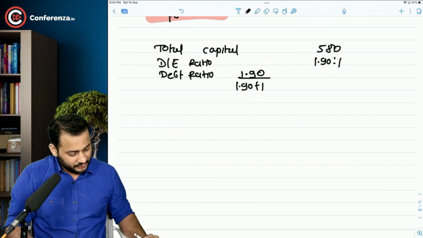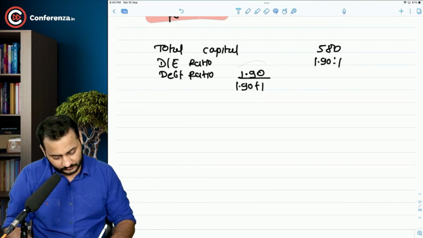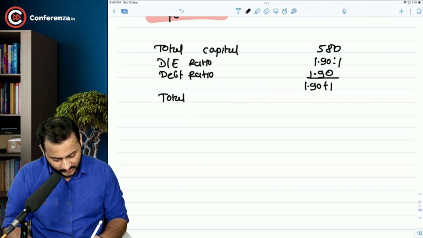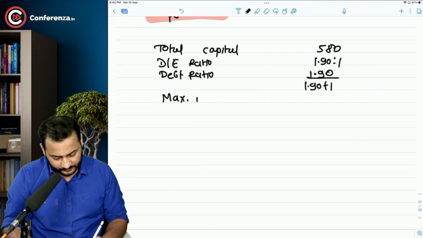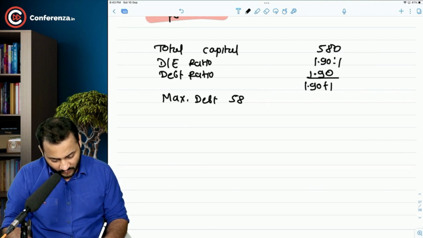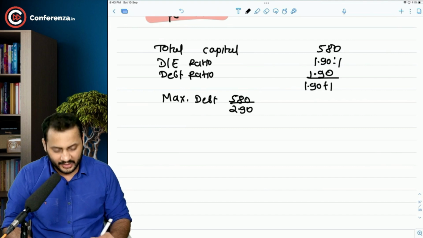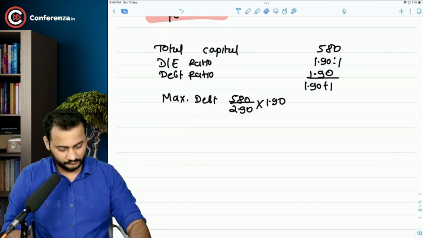So how much can the total debt be? 1.9 divided by 2.9, and the total or maximum debt that we can keep is, out of 580, divided by 2.9, this is the total, multiplied by 1.9.